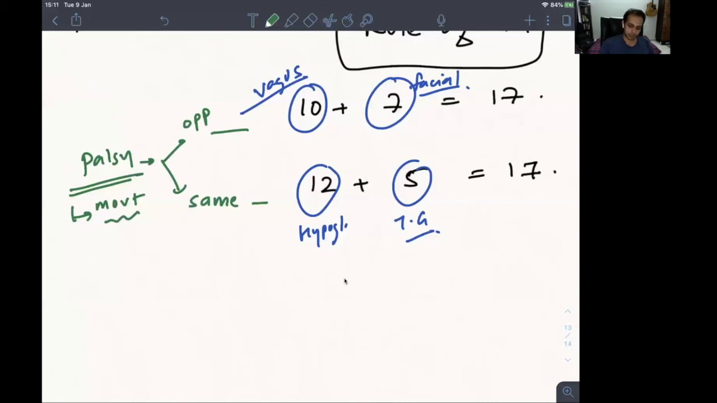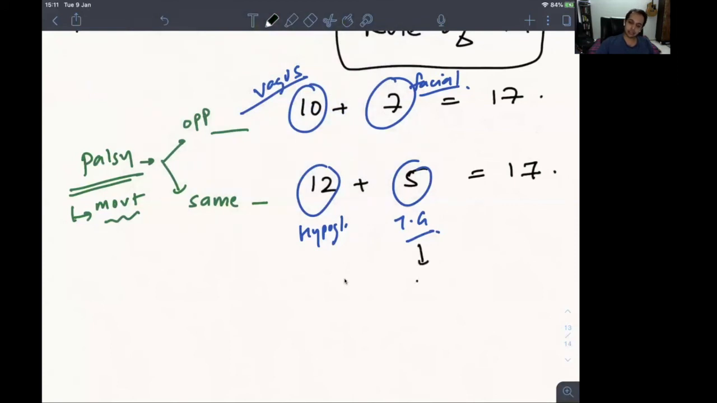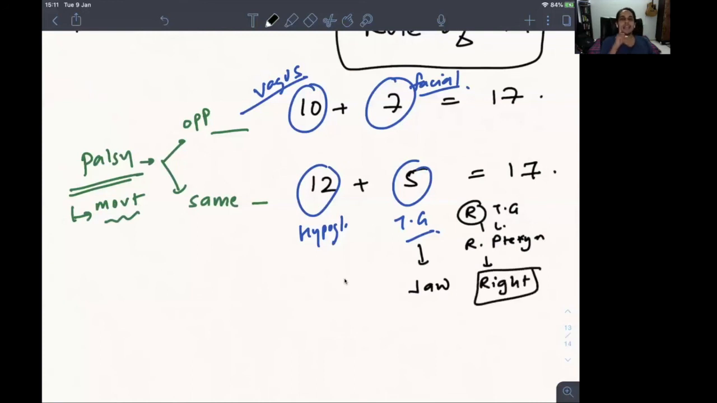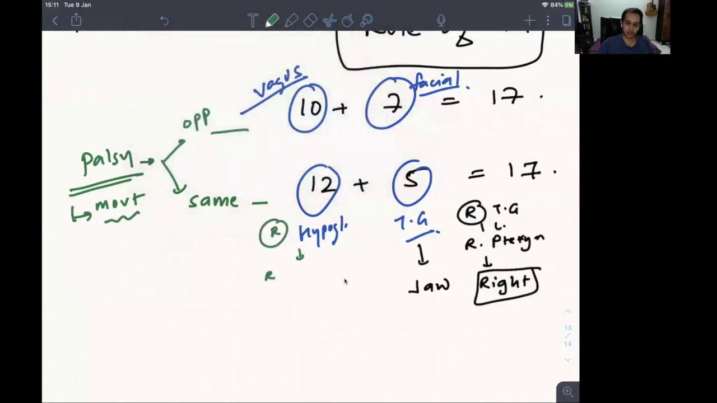Now, what does this mean? Your trigeminal nerve we already discussed, your jaw. So if your right trigeminal goes, then your right lateral pterygoid will go, and therefore your jaw will move towards the right. So it is moving towards the same side as the palsy. Similarly, suppose your right hypoglossal goes, then your right genioglossus muscle will go, and therefore your tongue deviates to the right.